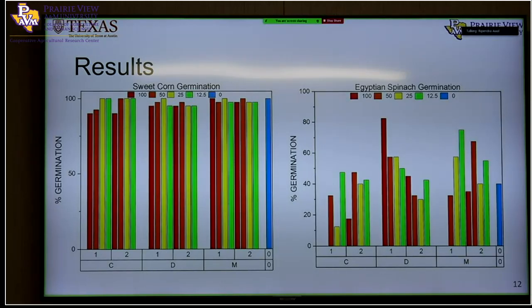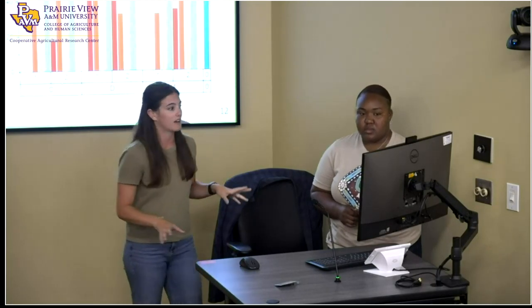Yeah. So, like Caitlin said, a lot of the spinach didn't even germinate. So this is showing the percent germination. If the seed only had a root and not a shoot, we didn't count that as germination. So it had to have both. Because our spinach germination was very varied, and even the control, which is shown in the blue for both, only had 40% germination. So for the sake of the rest of this talk, we're only going to focus on sweet corn. As you can see, a lot of it was close to 100 or greater than 90%.